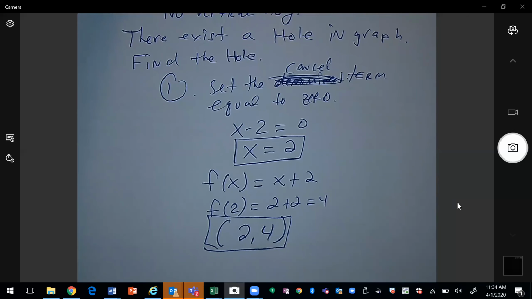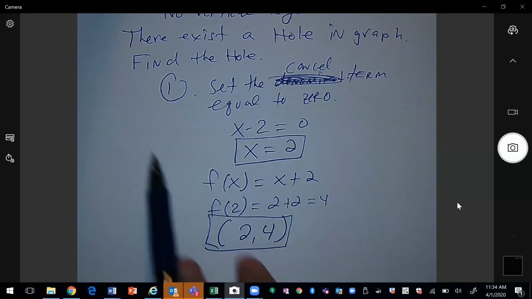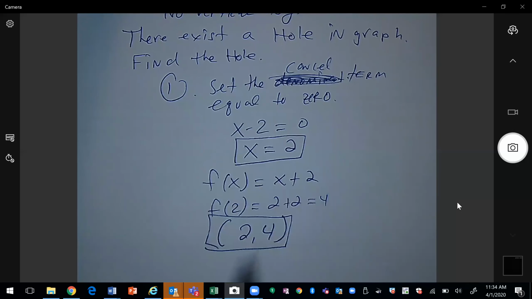So on the exam, I don't believe that the questions that I selected ask you to find the hole. But in case they did, this is what the steps would be. If I remember correctly, I didn't choose any that asked you to do that. So that is how we find the vertical asymptote.